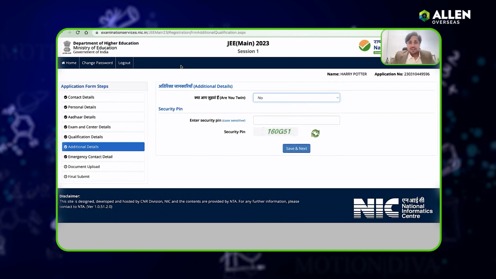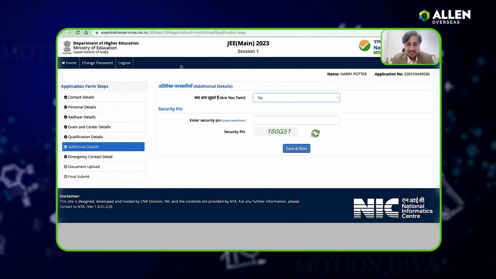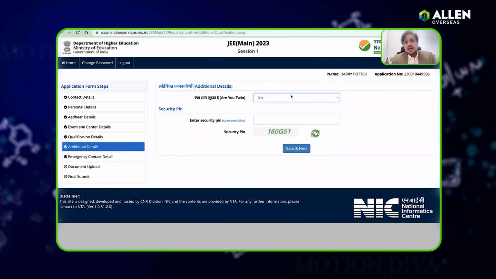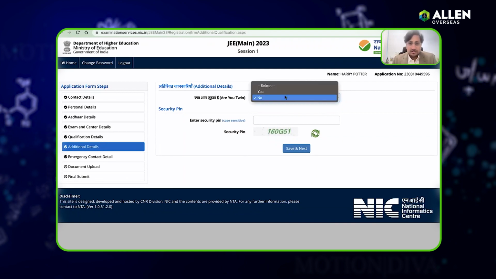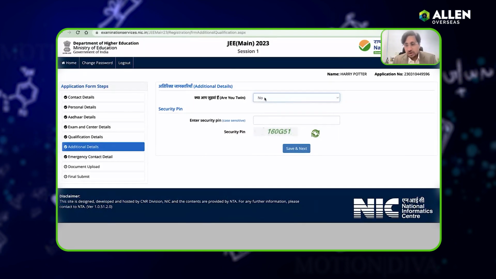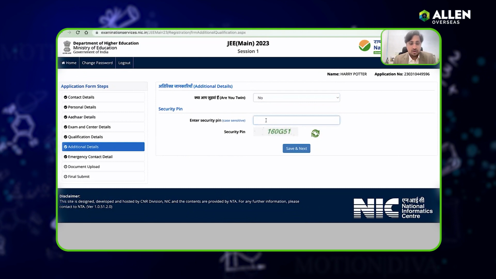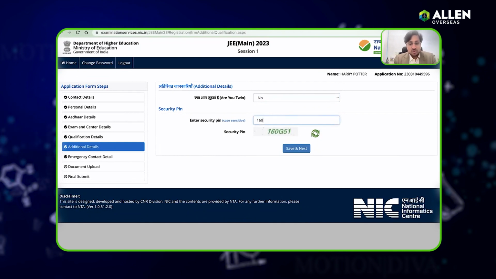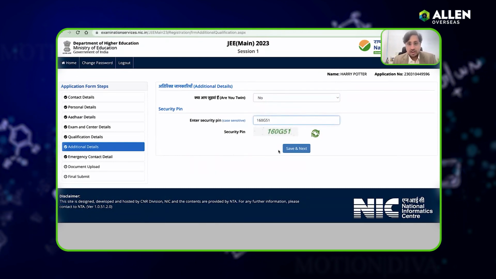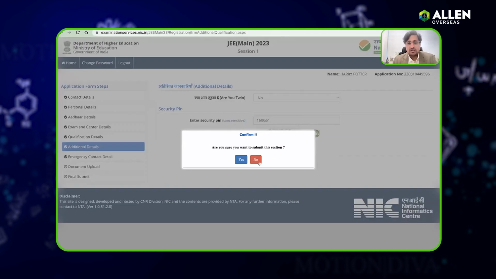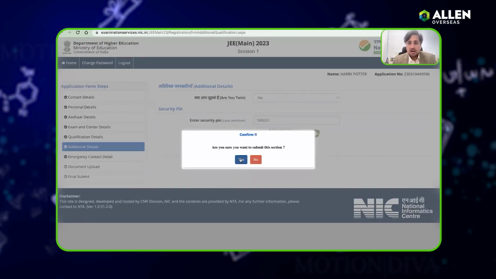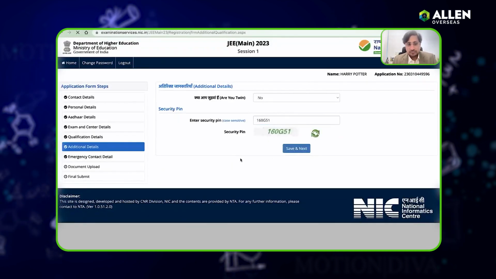So don't worry about this. It's not being asked in your JEE Mains. Anyway, moving ahead. If you are not twin brothers, select this. If you are identical twins, you have to select this also. And again, you have to fill in 160G51, which is the security code, the security pin.